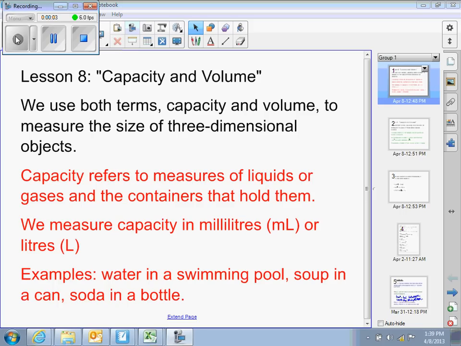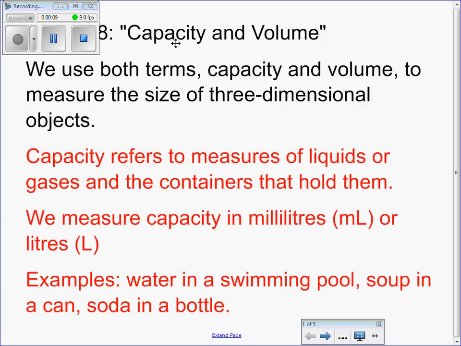Welcome back to Unit 6, the measurement unit. We're going to move on to Lesson 8, which is capacity and volume.